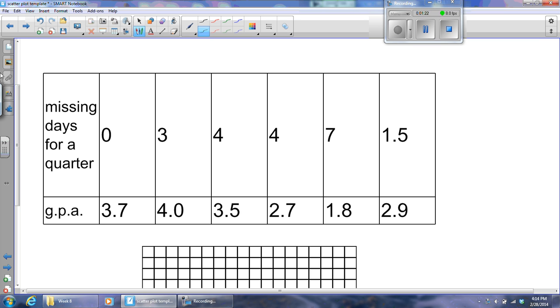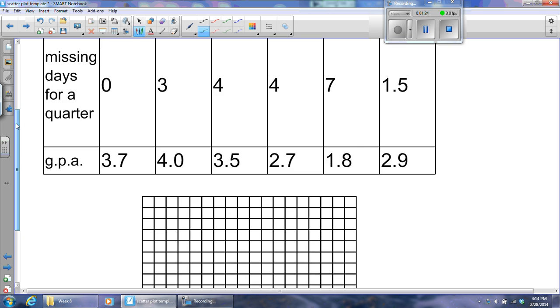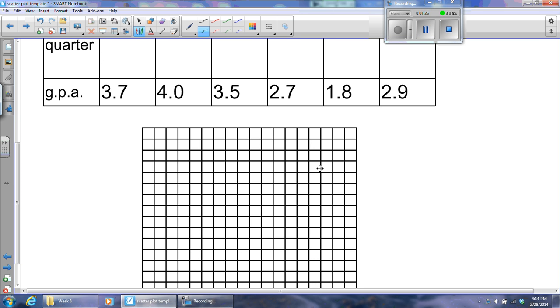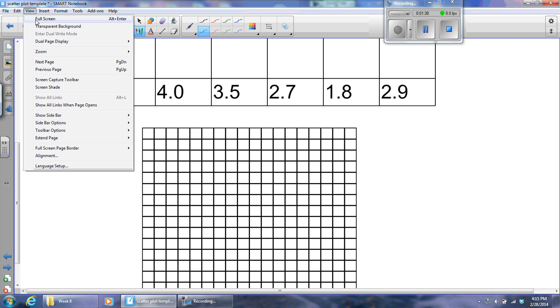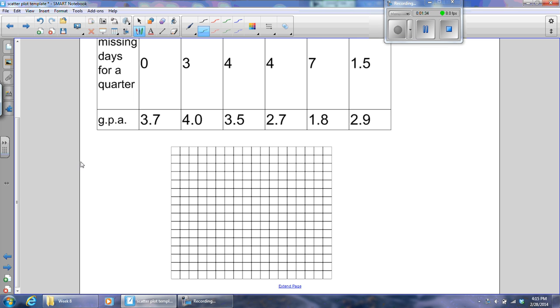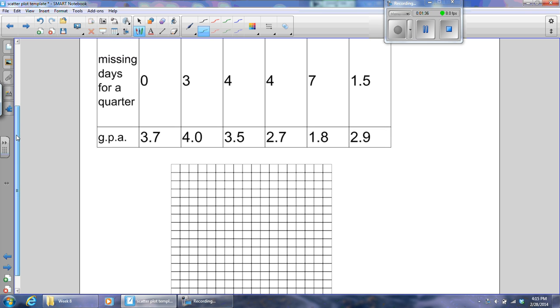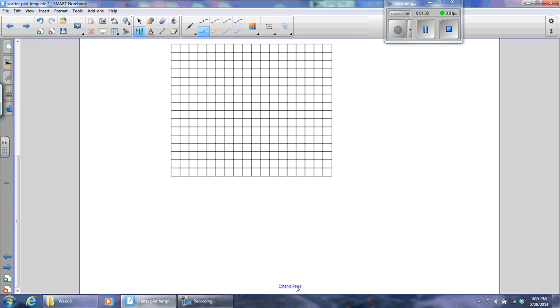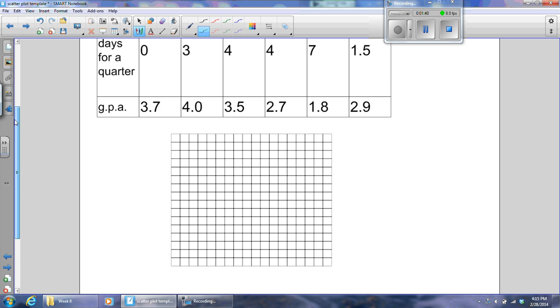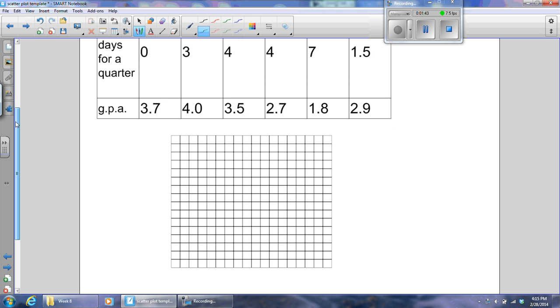Now, a scatter plot is not a connect the dots page, okay? We're not going to connect the dots. We're going to plot these points, and it looks like I'm too big here, so let's see if I can get it on. Oh, that looks a little bit better. I need to go a little bit further. Maybe I'll even go smaller than that. Oh, well, that ought to work.